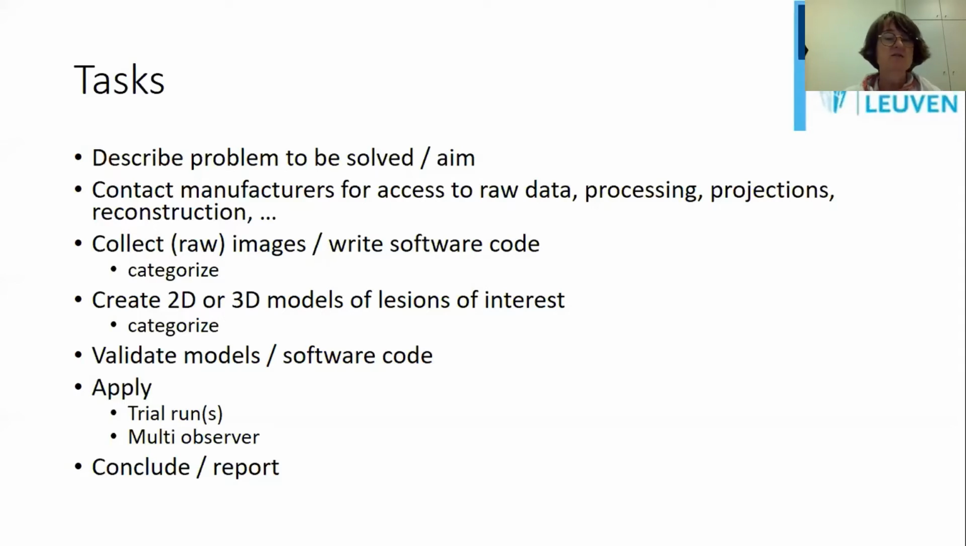Then you have to collect the images. In our case, when we go for option 2, we have to write some software code for this. We need these 2D and 3D models of lesions. 2D, if you are okay with the projection. If the study is just 2D mammography, then a 2D projection of a 3D lesion is probably fine. Otherwise, you need a 3D model. We need to validate our software and then apply the study. And that has 2 parts: run it and then either do a model observer or a human observer, and then you conclude with your report.